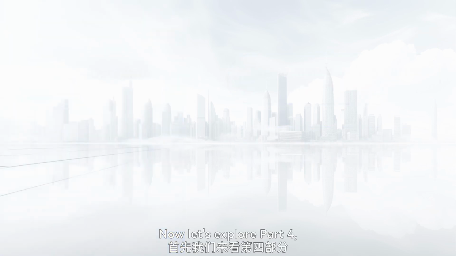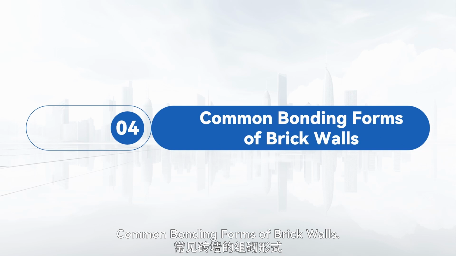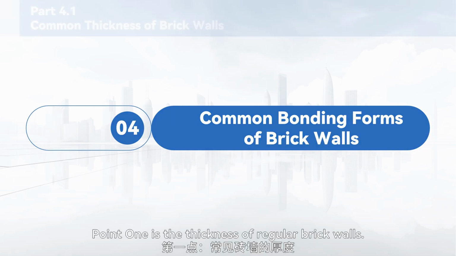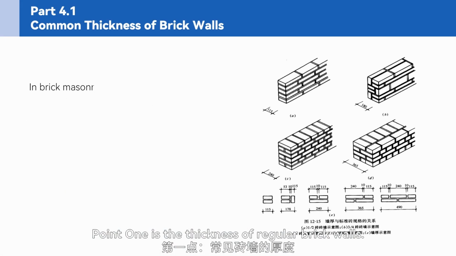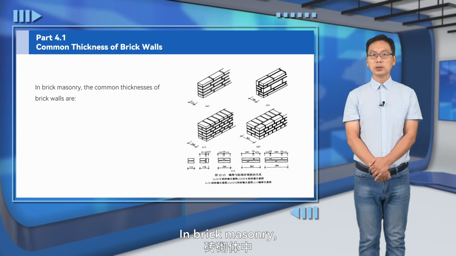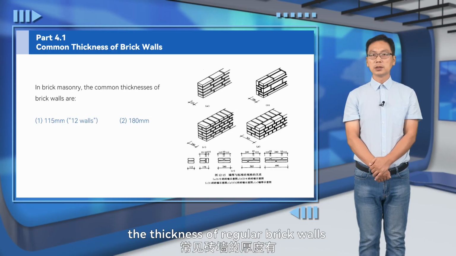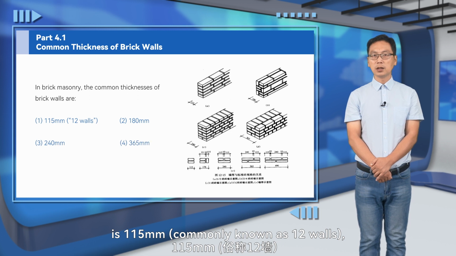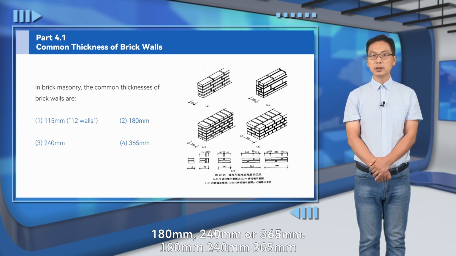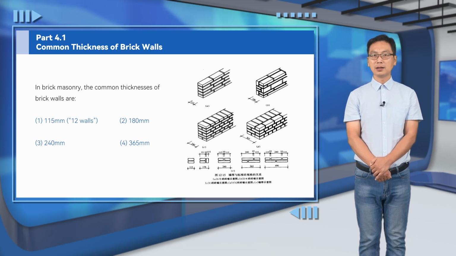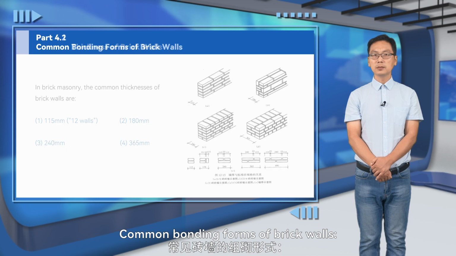Now let's explore Part 4, Common Bonding Forms of Brick Walls. Point 1 is the thickness of regular brick walls. In brick masonry, the thickness of regular brick walls is 115 mm, commonly known as 1/2 walls, 180 mm, 240 mm, or 365 mm. Common bonding forms of brick walls.